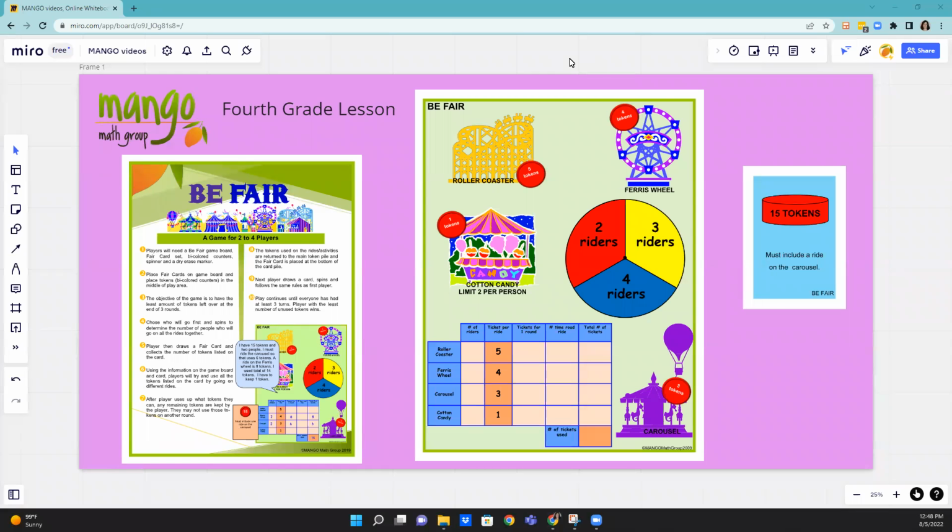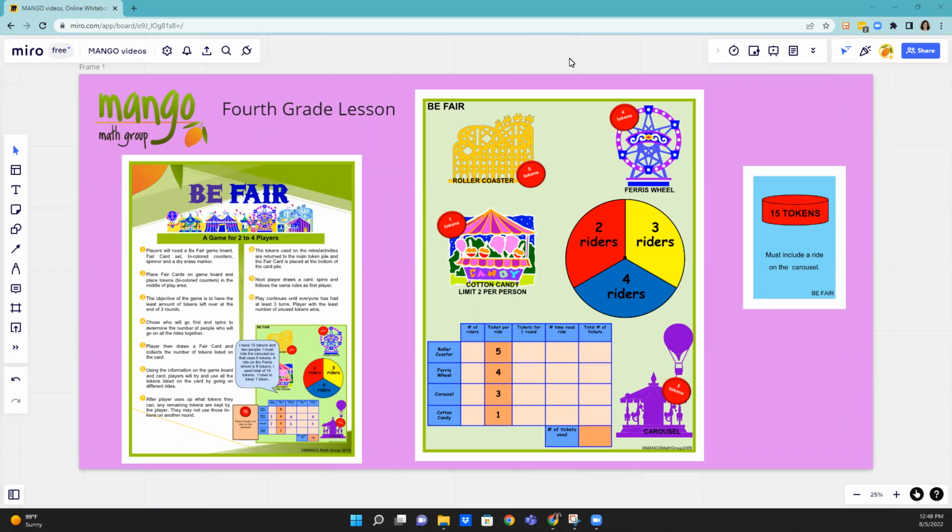Hello, this is Mary with Mango Math, and this is a fourth grade lesson called Be Fair. This is applying real world mathematics, multiplication in particular, for the students to figure out. So it's doing real world application.